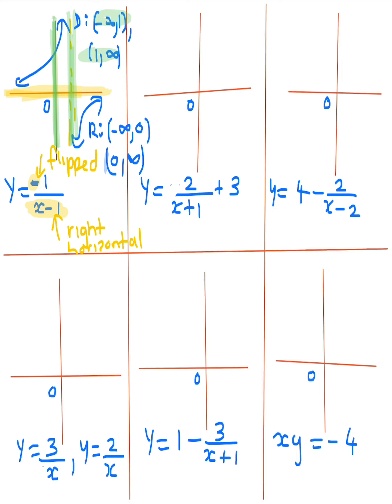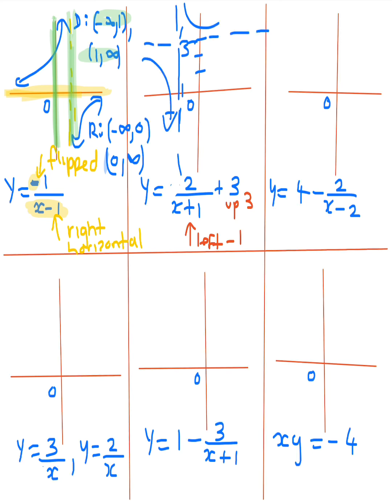Okay, so let's just look at the next one. You look at that, that's a -1, so that's going to be left. And that one's going to be up 3. So it's going to be up 3, and to the left 1. So it's going to go here and here.